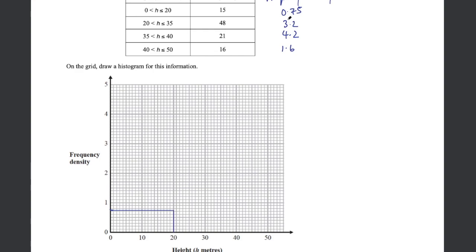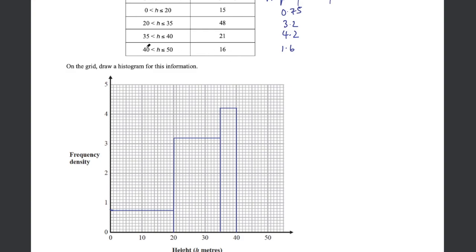My next bar is going to have a height of 3.2. So 3.2 is up here, and that's between 20 and 35. So a lot of things you have to get right here. You have to get the heights right and the widths correct. So that would be your second bar. The next bar has a height of 4.2, and that's from 35 to 40. So 4.2 is here, and only a width of 5. Remember, histograms usually have different widths for the bars. That's the usefulness of a histogram.